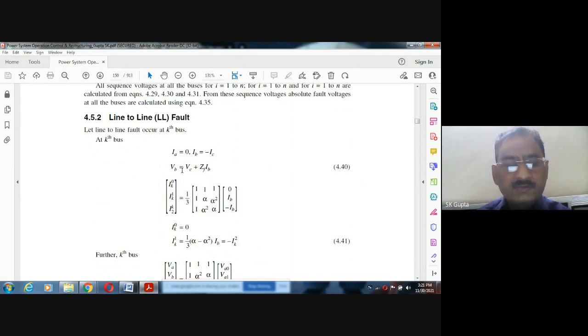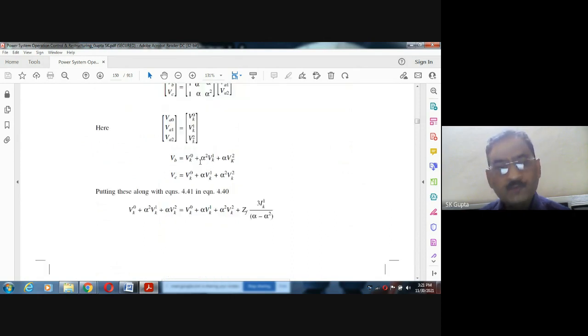So VB and VC we have seen, and IB we will write as 3 times IK1 divided by alpha minus alpha square. All these three you will put into equation 4.40. Then finally you will get VB equal to VC plus ZF IB, which gives 3 ZF times IF. So we have put IB in this equation.